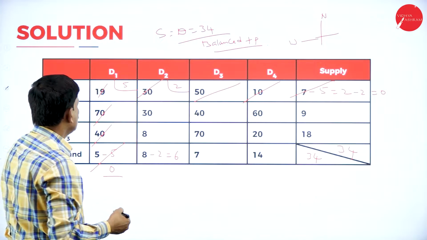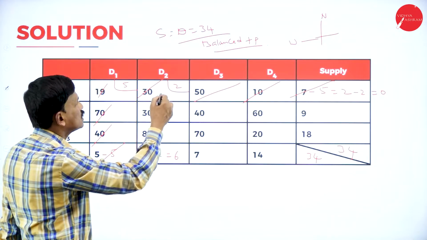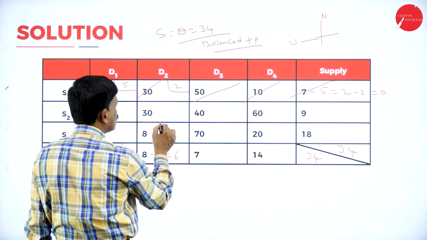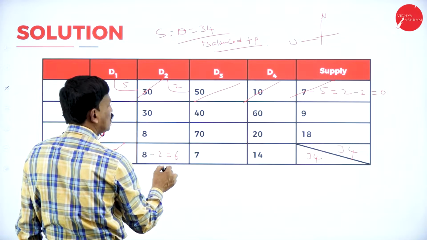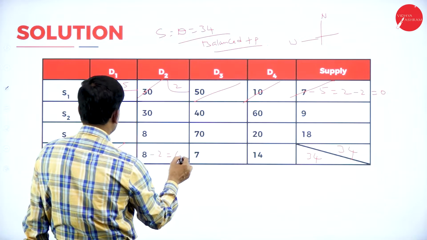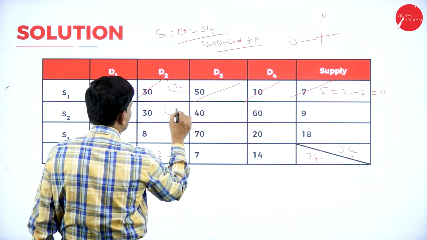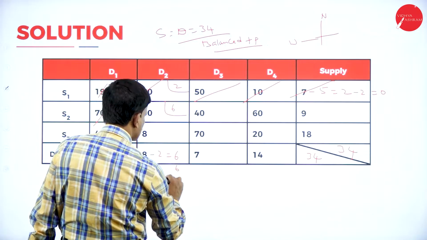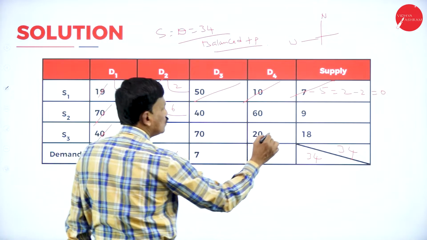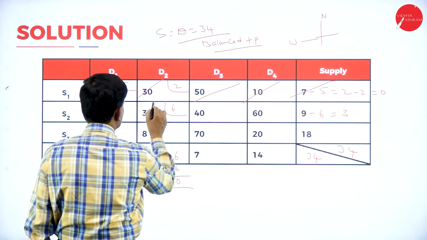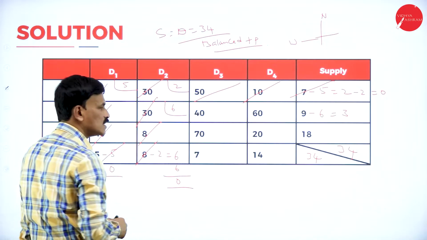Now again the next northwest element is 30. Find out the supply and the demand. The demand is 6 and the supply is 9. The minimum is 6, so you can allocate 6 here. 6 minus 6 is equal to 0. 9 minus 6 is equal to 3. Once this is 0, we can cancel this entire column.